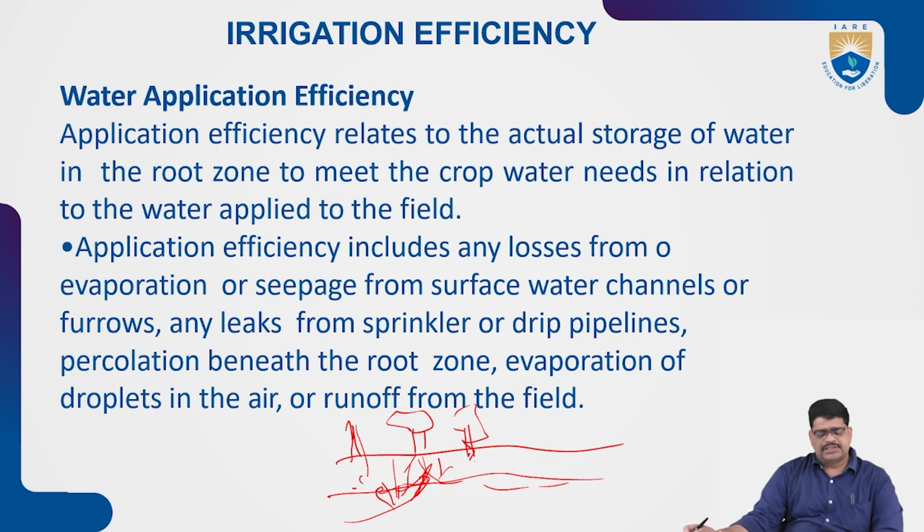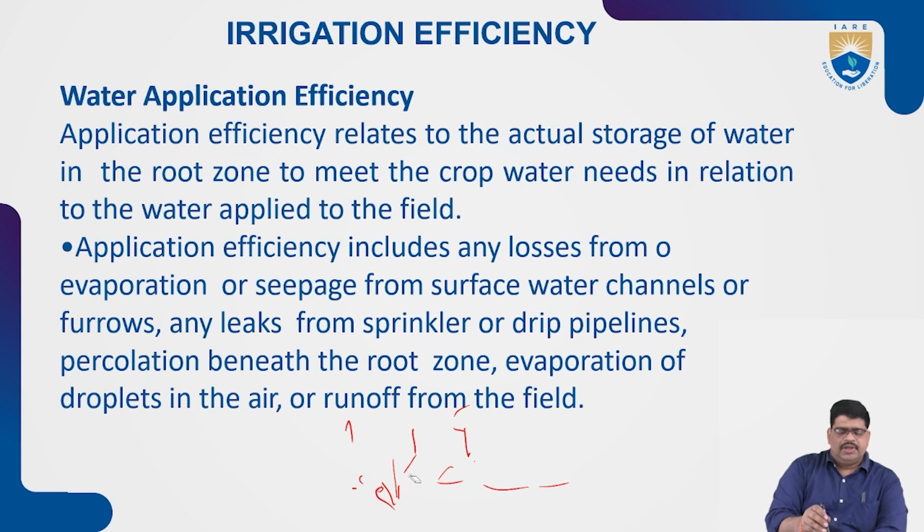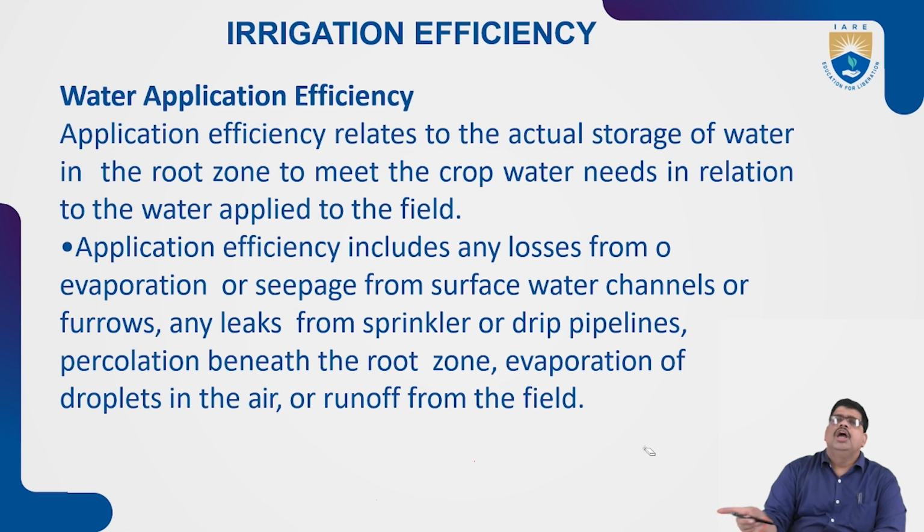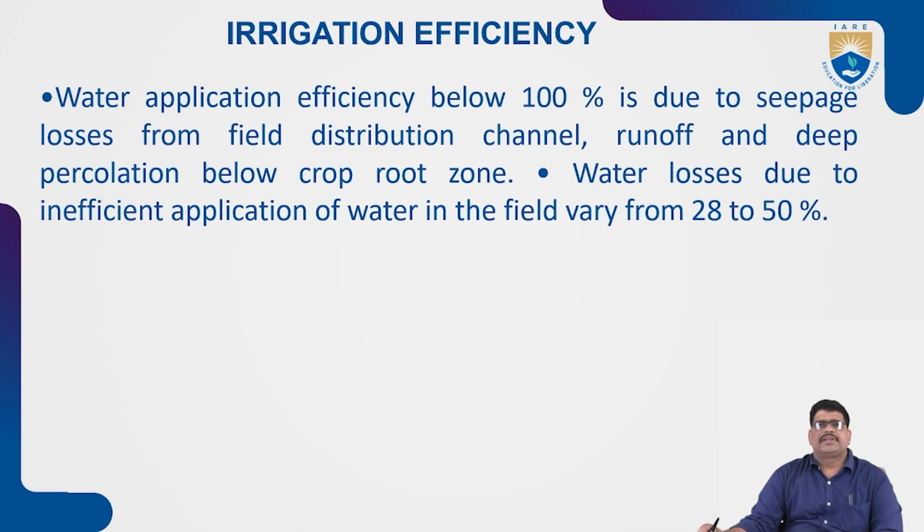The evaporation, droplets in the air, and runoff of the field: this is generally considered for water application, meaning which mode is used for the water efficiency. Next, water application efficiency below 100% is due to seepage losses and field distribution of the channel. Runoff can percolate below the crop root zone. Water losses due to ineffective application can vary from 28 to 50% of the water, and generally have to be considered due to inefficient application.